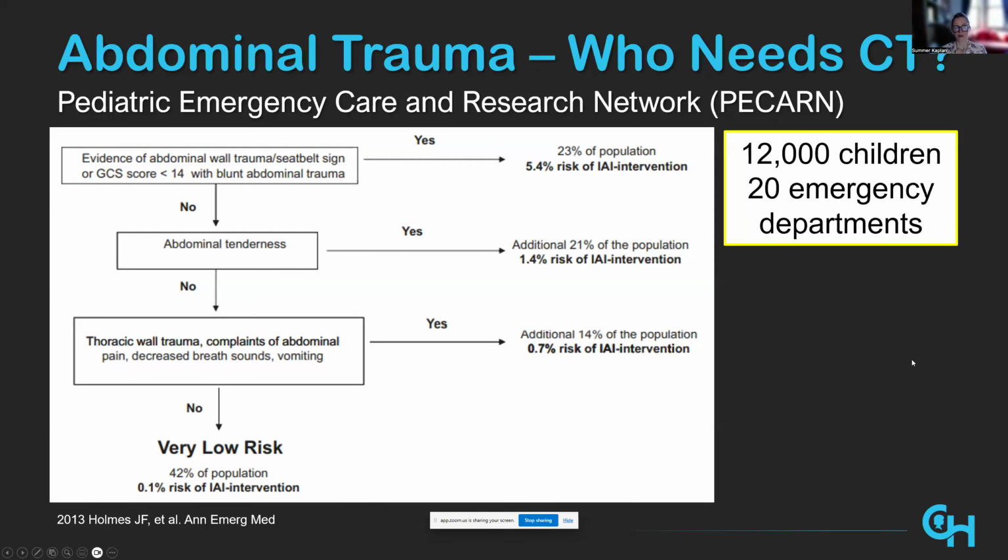We have guidance from PCARN for abdominal trauma imaging as well. As these studies tend to be, this is a very large study involving 12,000 children and 20 emergency departments throughout the US and Canada. And this is a guideline that's really intended to identify patients who are very, very low risk, who don't need imaging.